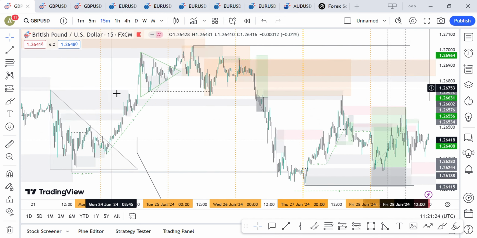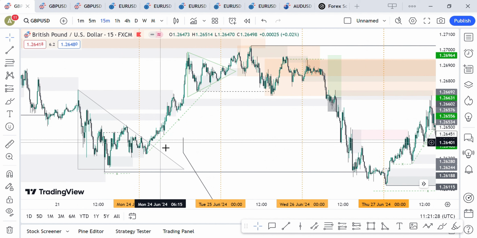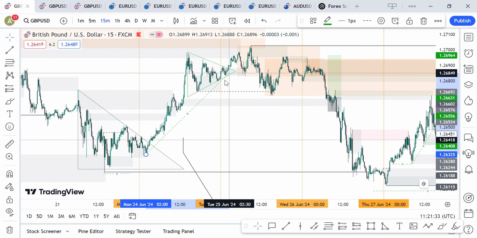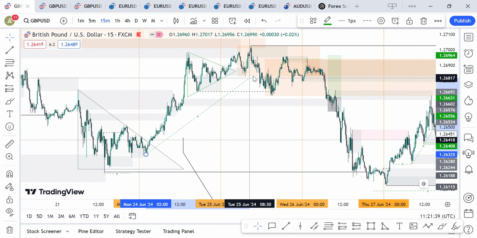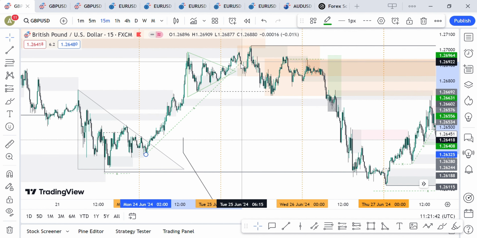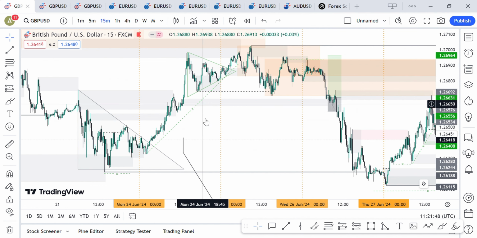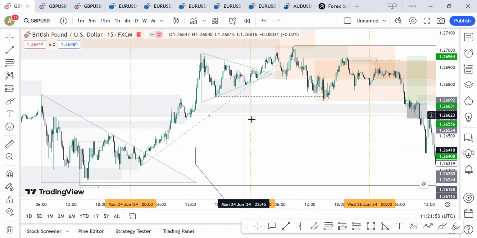Starting on Monday, right here, I drew this as my liquidity line, and I fell from that point. Actually, I drew it from here because after Monday, Tuesday started here, and I left it at that point. So I think I will just draw it like that. I noticed that price was ranging inside this demand, so I drew this demand down here, expecting price to come down there.